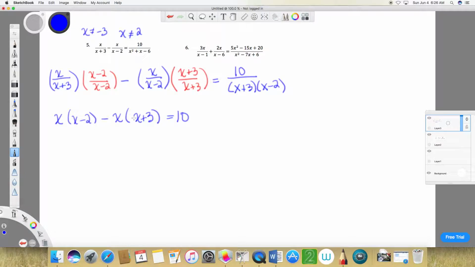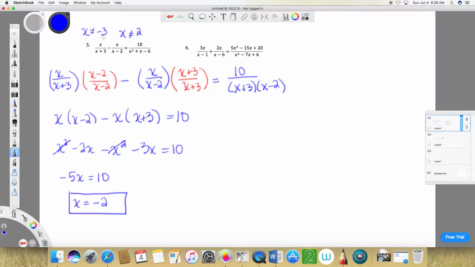All right, so let's try to get this in some kind of standard form. We've got x squared minus 2x minus x squared minus 3x is equal to 10. The x squared minus x squared cancels. We have negative 5x is equal to 10. Divide each side by -5, and I'm getting a -2. -2 is okay. -2 should check. It is not one of these values that would cause division by 0.